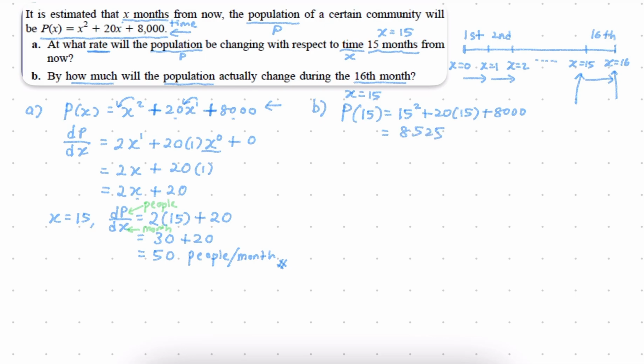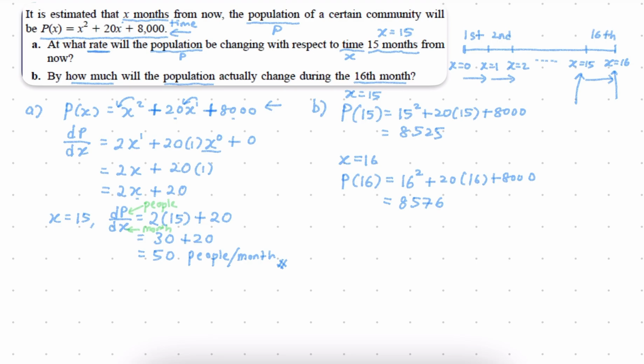Another condition that we need to know is when x is equal to 16, where I need to find out the population. So I need to substitute the x with 16 in the function. So it's 16 squared plus 20 times 16 plus 8,000. And I got this answer as 8576.